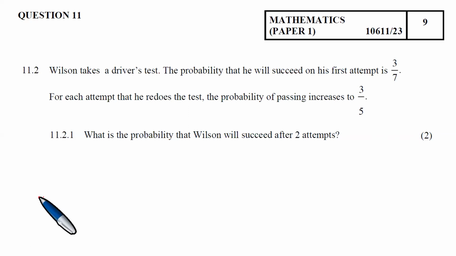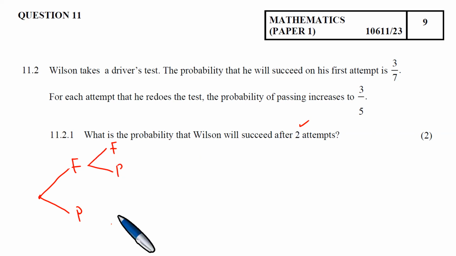So we look at Wilson. Either Wilson fails the test or passes. Remember, the probability that Wilson will succeed after 2 attempts: on the second attempt, he can either fail or pass. All right, so Wilson takes the driver's test. Here we're using a tree diagram to solve this problem. The tree diagrams are very important.